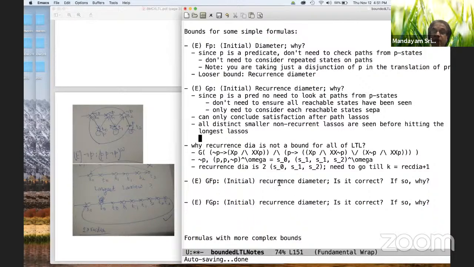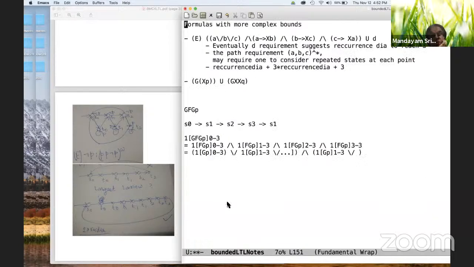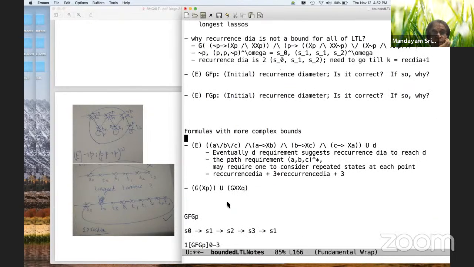But I think in this methodology, expressing some loose bound as a linear function of recurrence diameter is the most reasonable thing that you can do, because computing anything else like diameter is very hard. I mean, it's not possible. Even recurrence diameter is possible only for small systems. Okay, so for GF, FFP and F of GFP, yeah. So I want to stop here.